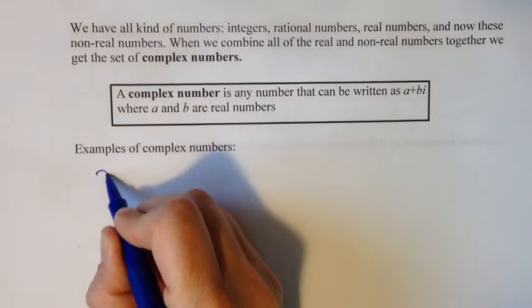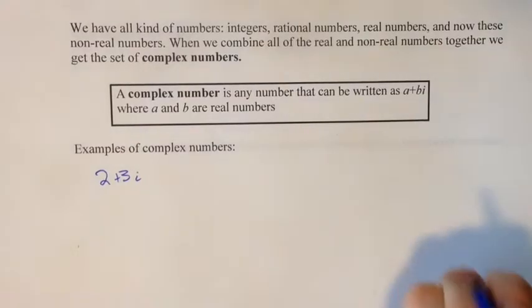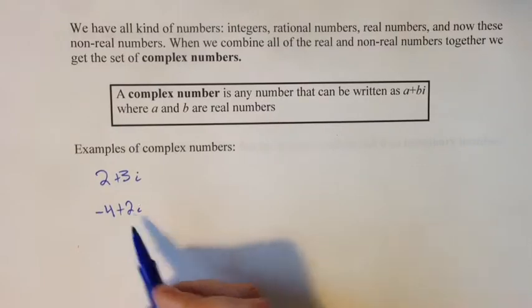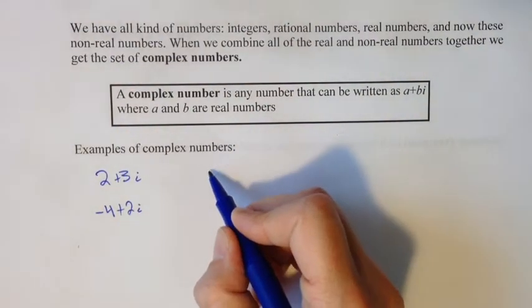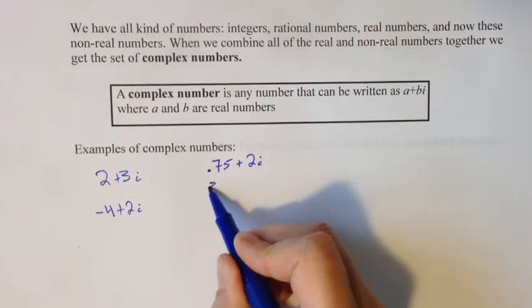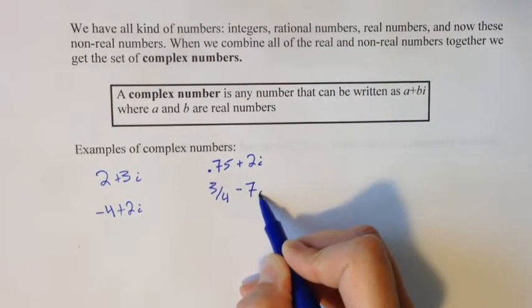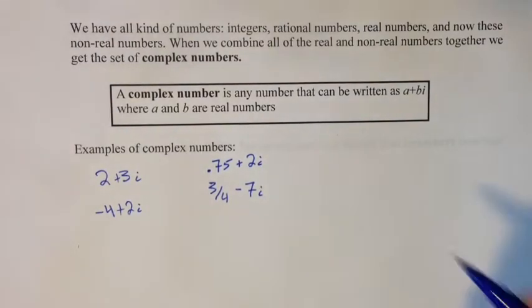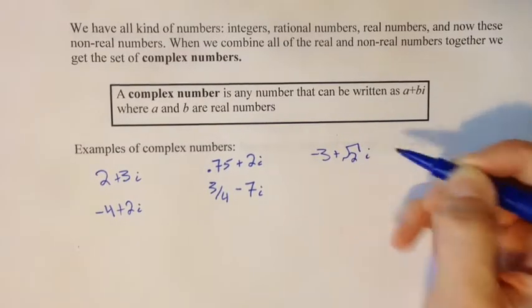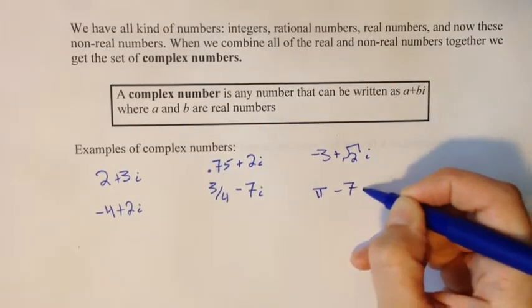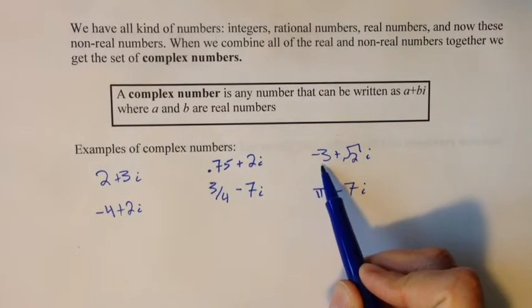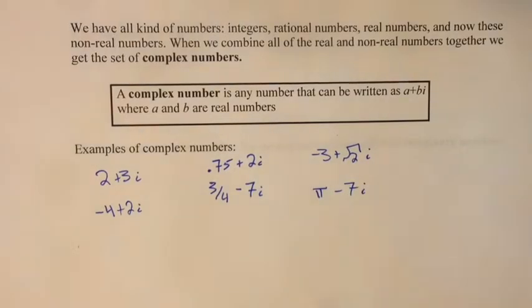A complex number could be 2 + 3i. Those are both integers. We could have -4 + 2i. The integers could be negative. We could have fractions or decimals. We could do 0.75 + 2i, or maybe 3/4 - 7i. Or we could even have irrational numbers. We could have -3 + the square root of 2 i, or pi - 7i. The big deal is that there's two parts. One part is a real number without an i on it, and the other part is a real number with an i on it.